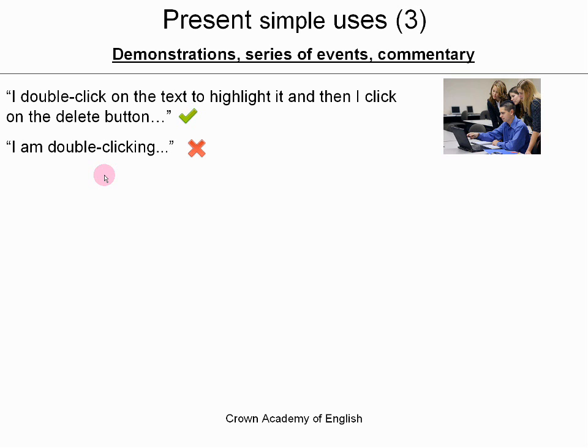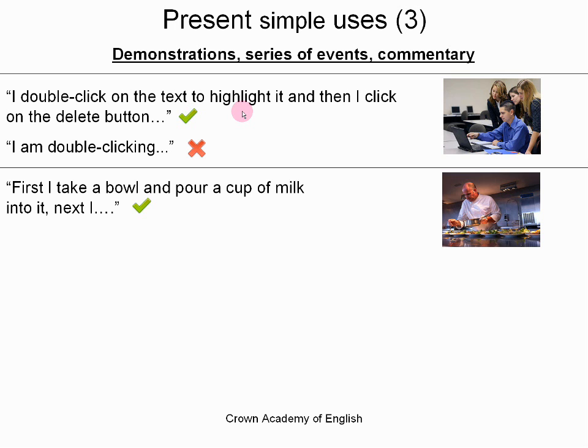But it's not a big mistake to use the present continuous. You can probably use both, but it's better to use the present simple in those instances. So another example would be when someone is showing you how to do a recipe, which you often hear on cooking television. So someone would say, for example, first I take a bowl and pour a cup of milk into it. Next I break 2 eggs and then put the eggs in the bowl.